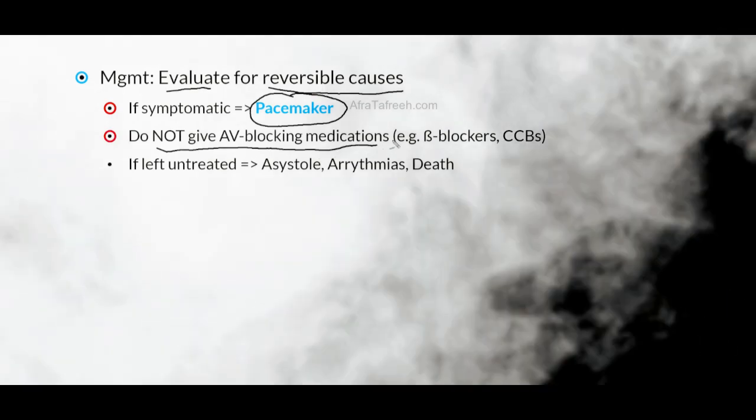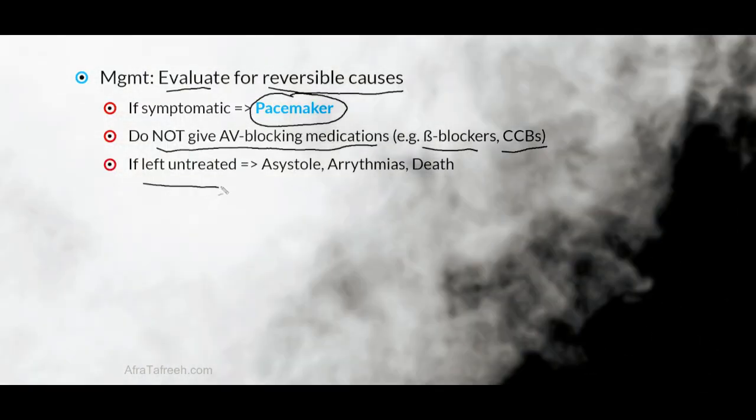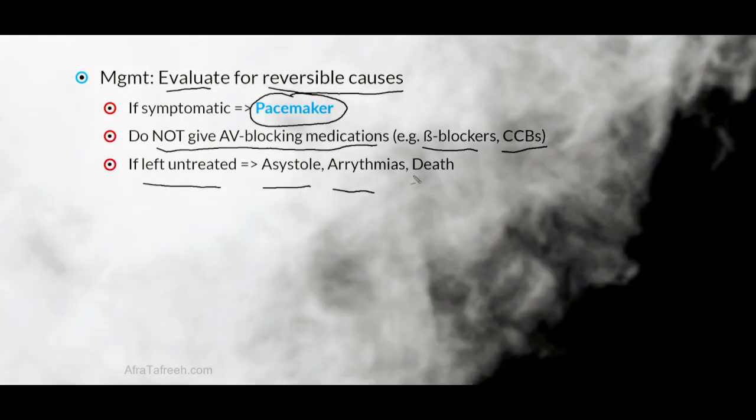We also must make sure in these patients that we are not giving AV blocking medications, such as beta blockers or calcium channel blockers. And the reason it is so essential that we place a pacemaker in patients with complete heart block is that if this condition is left untreated, these patients could ultimately go on to progress to develop asystole, arrhythmias, and even death.